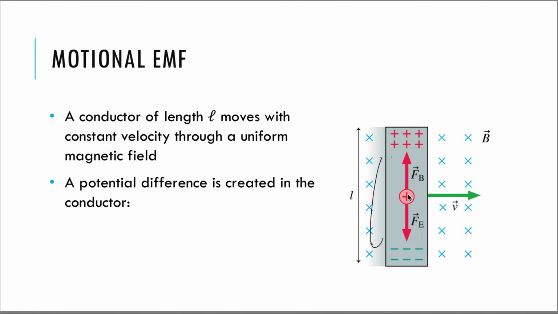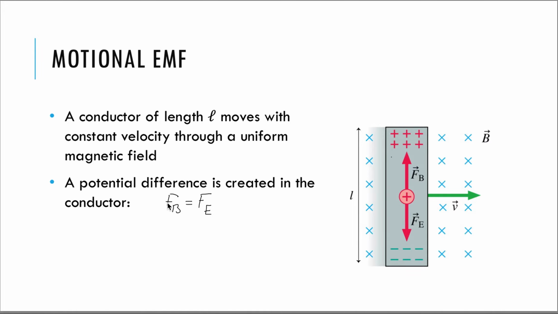So what this picture is showing is that a positive charge in this conductor will experience an upward magnetic force and a downward electric force. And when these two balance each other, then we're going to have a potential difference created in the conductor. There'll be a balance where the charges will not want to move one way or the other anymore. So what we want to do is look at this potential difference that's created. And this happens when the two forces equal each other. The magnetic force equals the electric force.